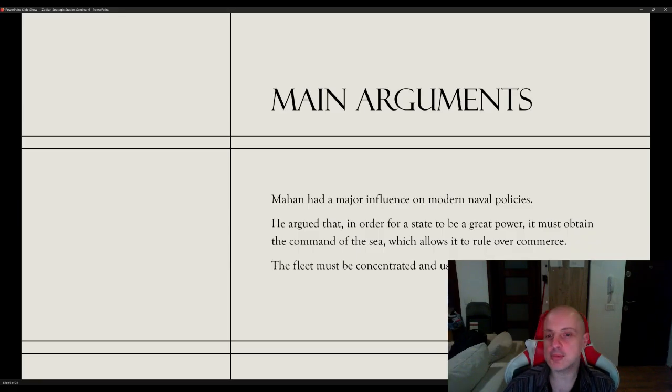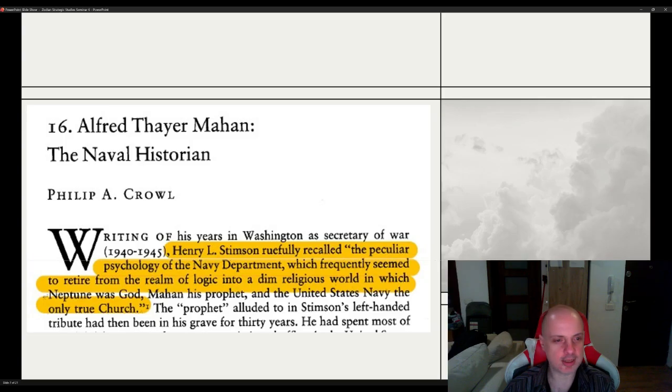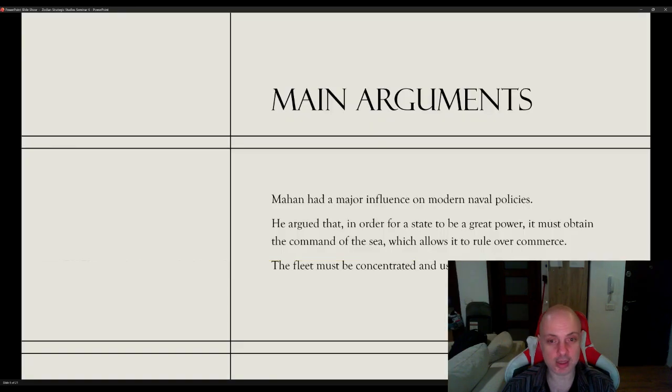One is that Mahan has a major influence on modern naval policies. What I mean, we will see soon. There is here a quote about Mahan, who is the prophet of sea power in the U.S. Navy. Harry Stimson was an American decision maker in the War Department, Secretary of War during World War II, and he argued that Mahan was so influential that his teachings were dogma, and he's very critical of that. So you see that Mahan was very influential 70 years ago, but you will see that Mahan is influential today too.